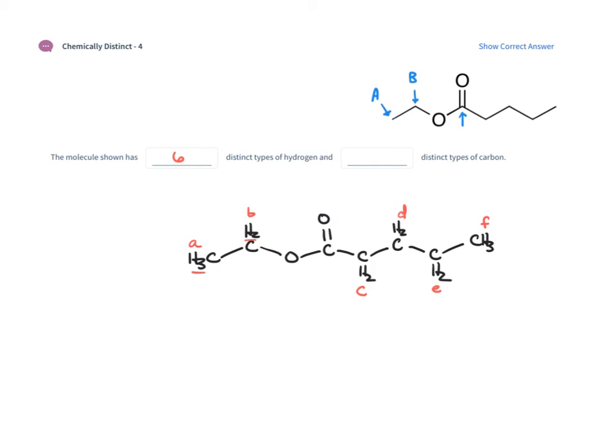Now don't forget about this carbon. It doesn't have any hydrogen, so we didn't even look at it down here. But in terms of carbon, it is a distinct type of carbon. So that would be C. This CH2, D. This CH2 carbon, E. This CH2 carbon will be F. And then the CH3 will be G. So this has 7 distinct types of carbon.